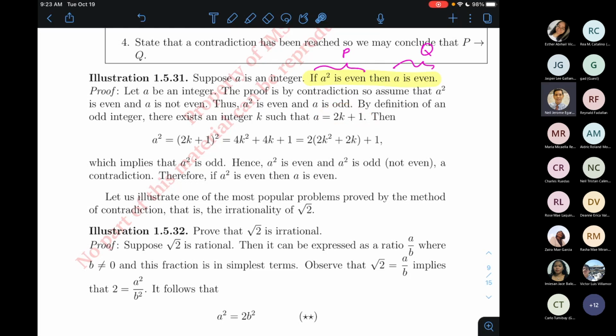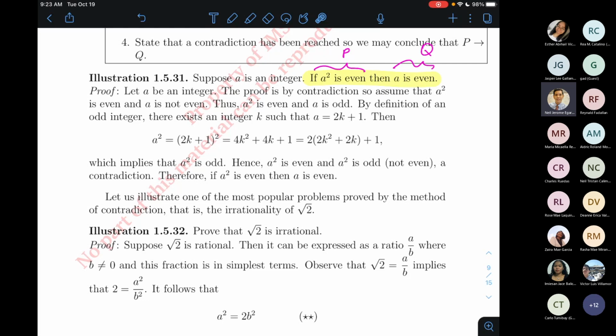And then they used 2k plus 1 as the value of A in A squared. Pinalitan niya si A ng 2k plus 1, did the expansion of (2k plus 1) squared, and found out that it can be written this way. And then dito nag-arise yung contradiction. Nagkaroon ng contradiction dito kasi si A squared nasulat natin in the form of an odd integer. And that directly contradicts the premise. So example 31 is a classic example. Dito usually nanggagaling yung contradiction.